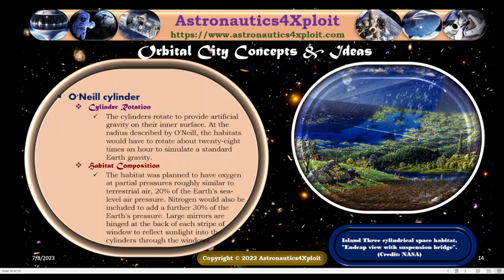Cylindrical rotation. The cylinders rotate to provide artificial gravity on their inner surface, and the habitat was planned to have oxygen at partial pressures roughly similar to terrestrial air, 20% of the Earth's sea level air pressure. Nitrogen will also be included to add a further 30% of the Earth's pressure. Island 3 cylindrical space habitat is shown in this picture.